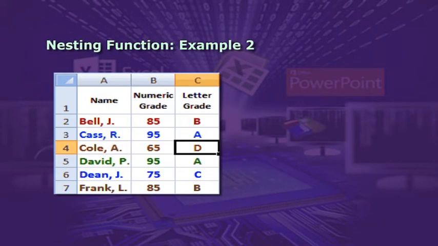Example 2. A common example of nested IF functions is when grades or awards are based upon a numeric scale. Formulas with nested IF functions are entered in column C cells to display each student's letter grade based upon the numeric grade entered into column B.